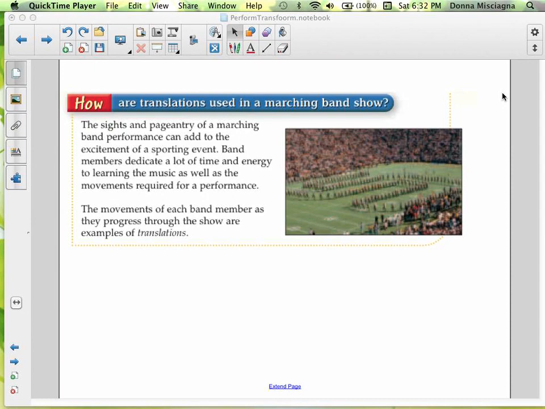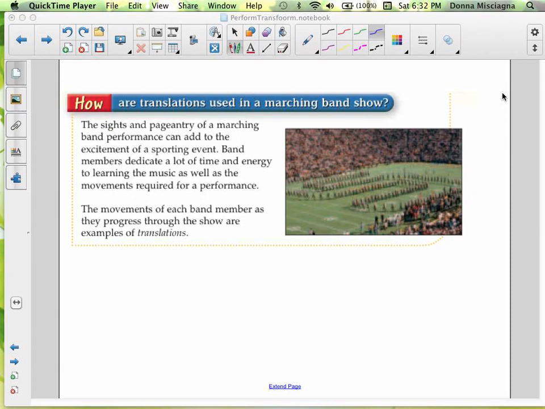The sights and pageantry of a marching band performance can add to the excitement of a sporting event. Band members dedicate a lot of time and energy to learning the music as well as the movements required for a performance. The movements of each band member as they progress through the show are examples of translations. So if they're moving along a line, that would be a translation.